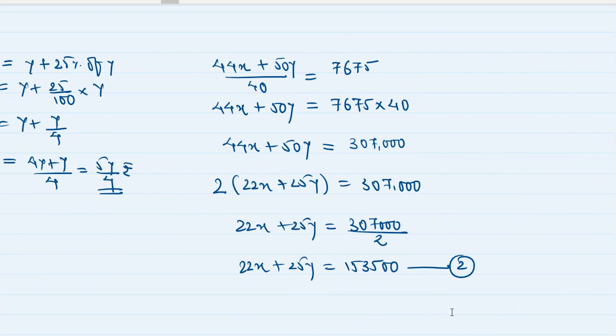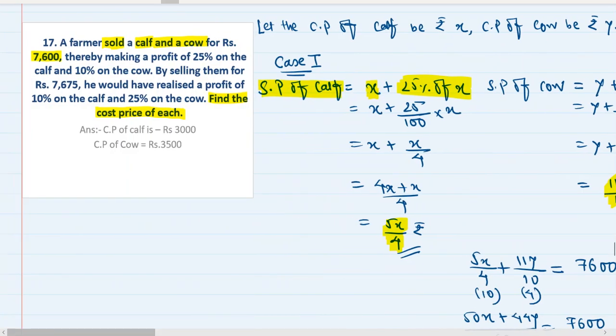Okay, you're done. I think you've got x and y. Let's see what it is. What is the final answer? Is it x 3,000 and y 3,500? If that is the case, then you are correct. So this was one big problem based on profit and loss, or cost price and selling price, right? Let's go ahead.